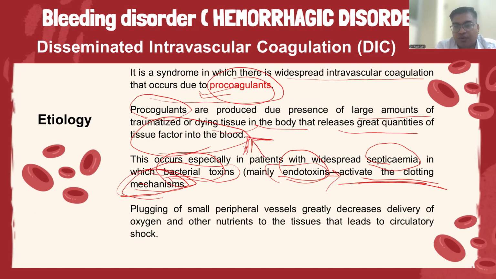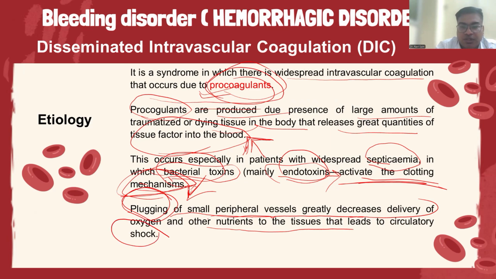which is responsible for the overactivity of these procoagulants or coagulants, and finally these platelet plugs, they'll plug small peripheral vessels greatly and decrease delivery of oxygen and other nutrients to the tissues, which finally leads to the circulatory shock.